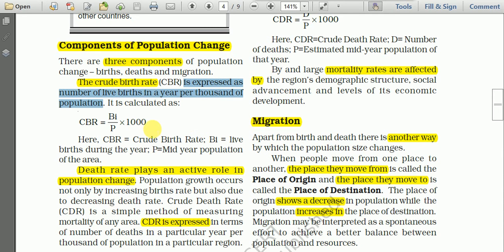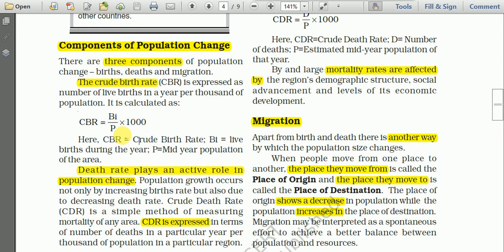So it is calculated as CBR is equal to Bi divided by P multiplied by 1000. Here CBR refers to crude birth rate, Bi refers to live births during the year, and P refers to the mid-year population, that is the population found in the middle of a year. To calculate the crude birth rate, we divide the number of live births by the mid-year population and multiply by 1000.